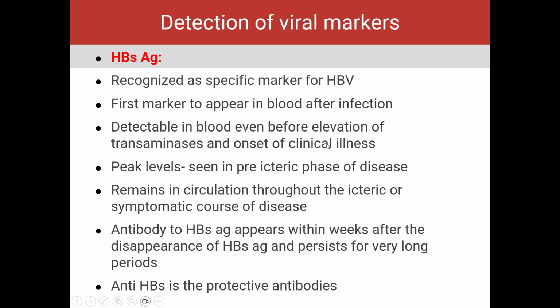HBsAg can be detected even before the elevation of transaminase enzyme, at the onset of clinical illness. Higher levels of HBsAg are seen in the pre-icteric phase, before jaundice, and it remains in circulation throughout the icteric or symptomatic course of the disease. Antibody to HBsAg appears within a few weeks after the disappearance of HBsAg, and persists for a longer time. Anti-HBs is the protective antibody.